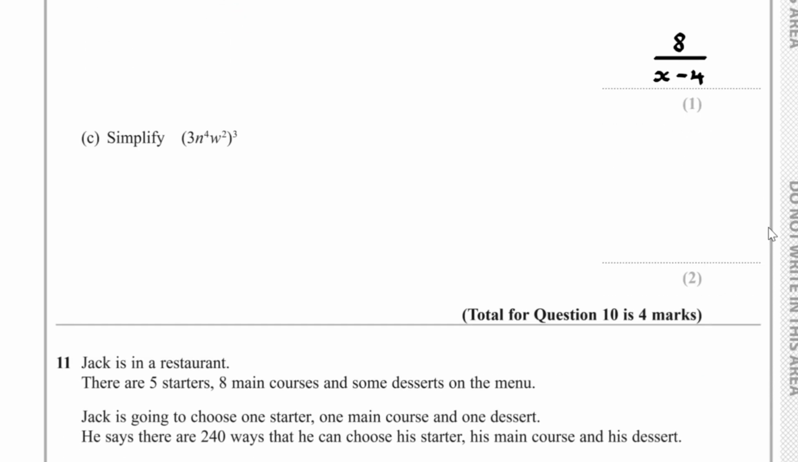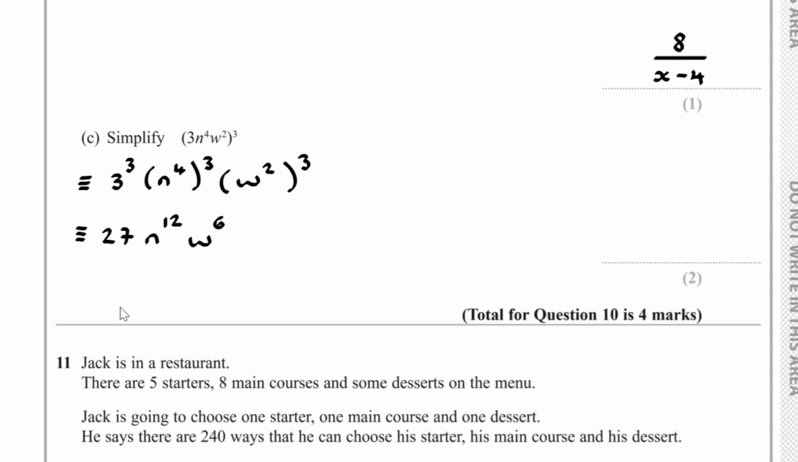For part C, we have to simplify 3n to the power of 4 w squared, all to the power of 3. Well, what this is the same as is 3 to the power of 3 multiplied by n to the 4 to the power of 3 multiplied by w squared to the power of 3. We have 27 n to the power of 12 w to the power of 6 as our simplified expression.